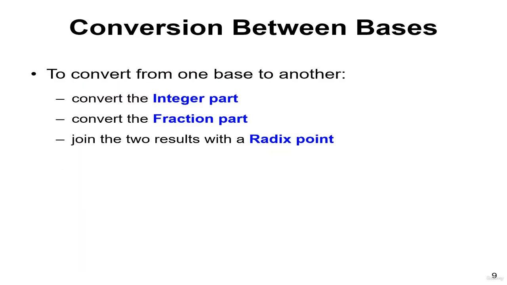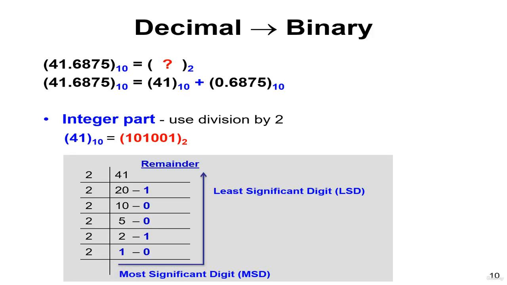Okay, so now we will talk about conversion of numbers from one base to another, or from one number system to another. In order to convert a number from one number system to another, we need to convert its integer as well as its fractional part, right? Once we convert both of them, we would join the integer and fractional parts of the number using a decimal point or a radix point. In performing decimal to binary conversion, we need to convert both the integer and fractional parts of the number, right?